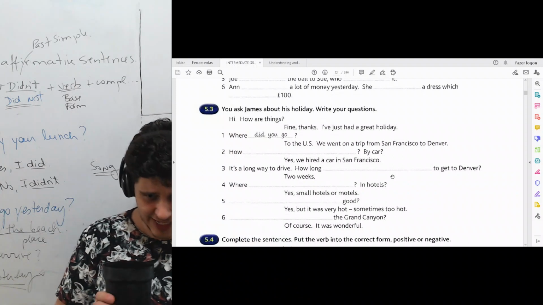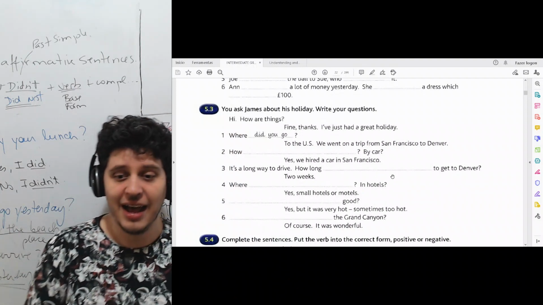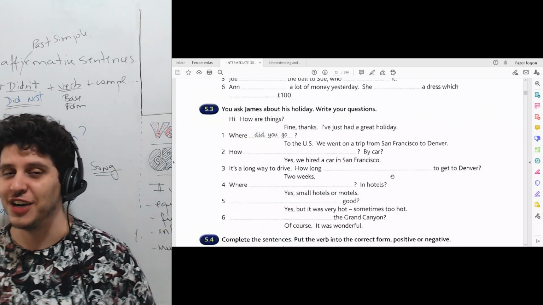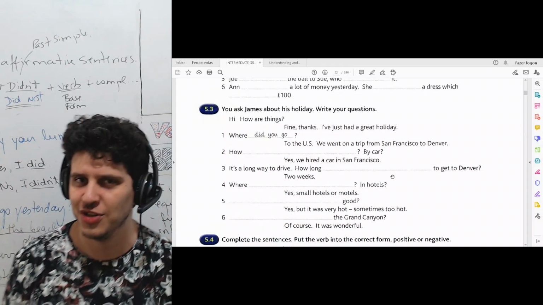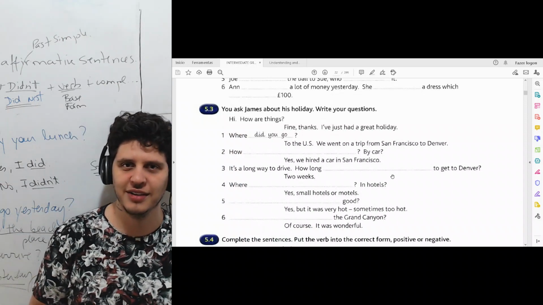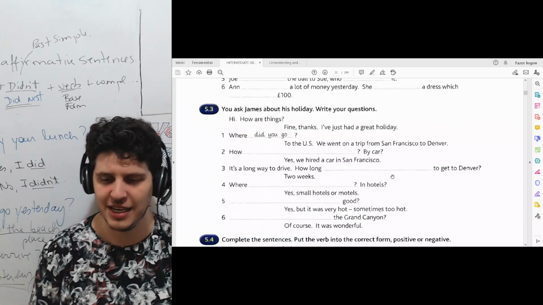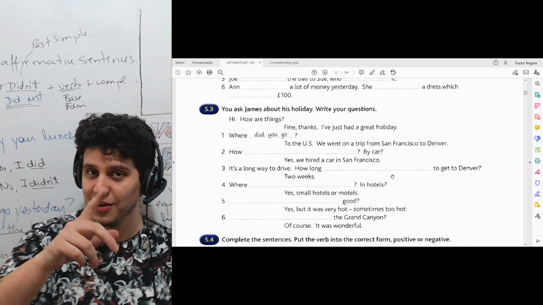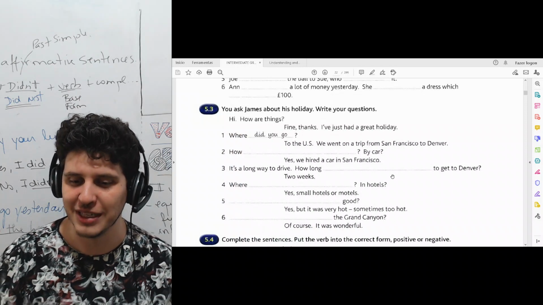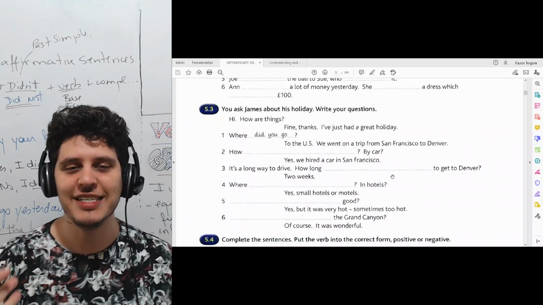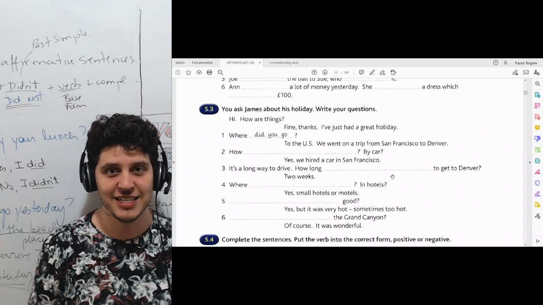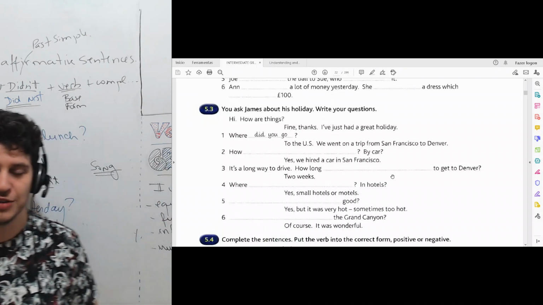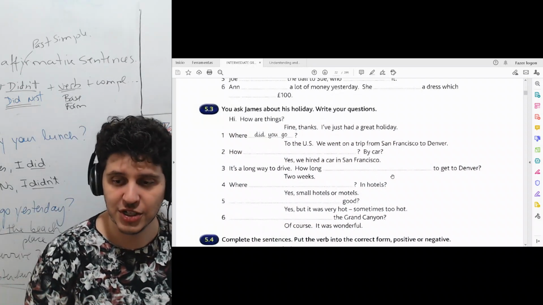Number 3, it's a long way to drive. How long did it take to get to Denver? I'm not going to write this on the board for you, dear student. You were able to understand what I'm saying right now, right? So how long does it take, or did it, sorry. You can't understand if I read it wrongly. But how long did it take to get to Denver? 2 weeks. Quanto tempo levou para chegar em Denver?